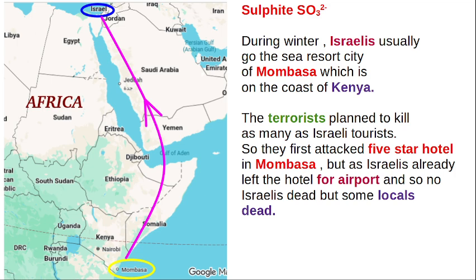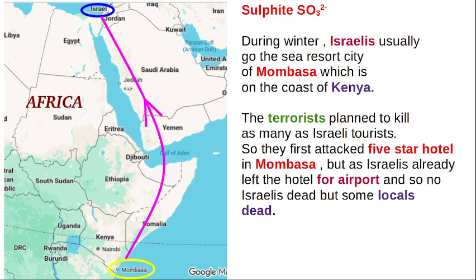Then the terrorists, realizing that the Israeli tourists went to the airport, planned to attack the airport. So they went to the airport and they fired grenades, etc. But unfortunately, the Israeli tourists had already embarked on the airplane. They were not in the airport, but in the aeroplane. So again, some local people died in the airport.